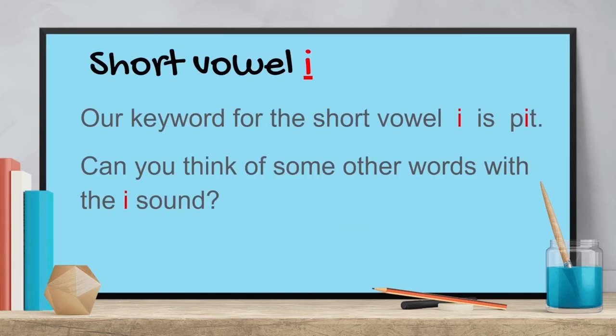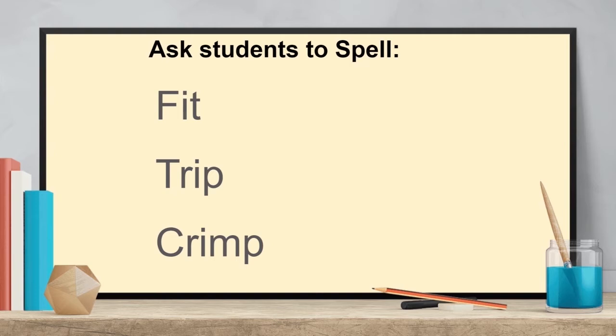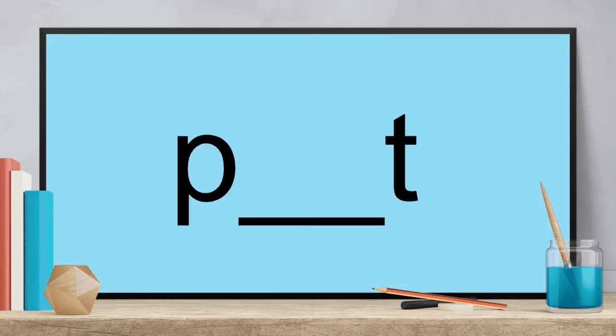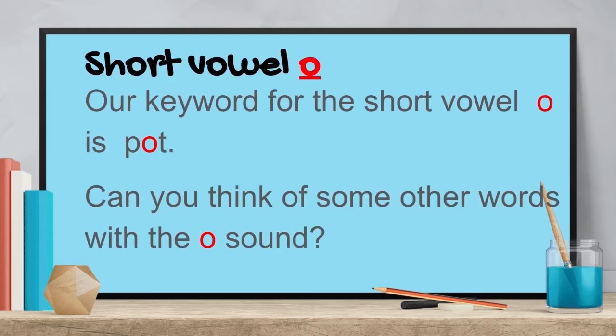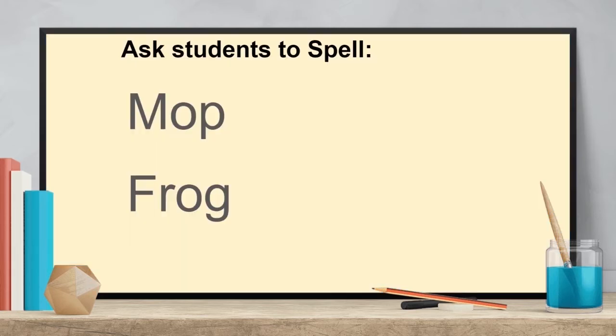All right, so the short vowel I, and our keyword for that is pit. Can you think of some other words with the I sound, right? So we could have the word fit or trip or crimp. All of those have that short I sound, right? The next vowel that we're working on in this lesson is the O, the short O. It's pot. All right. Can you think of some other words that have that short O sound? What about mop or frog? Right? All right.